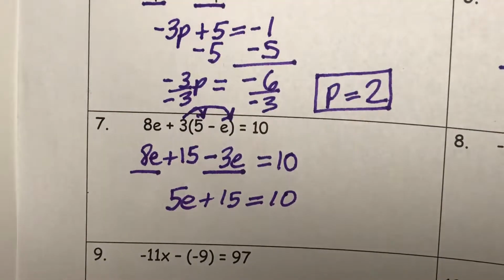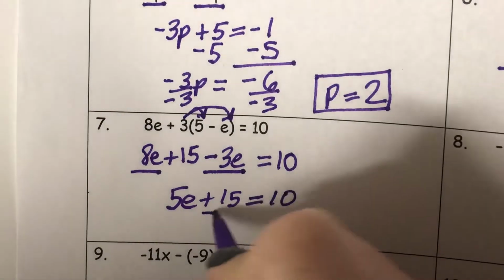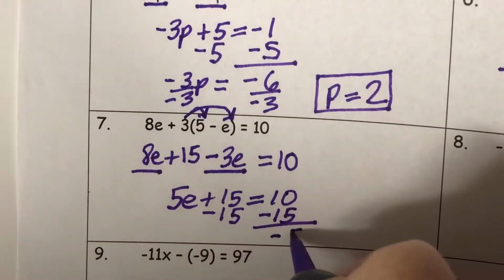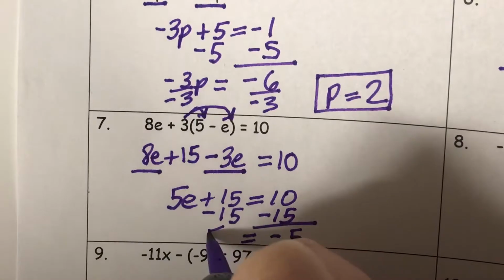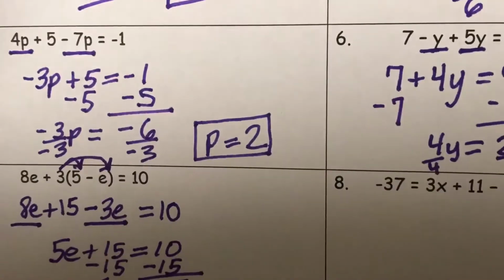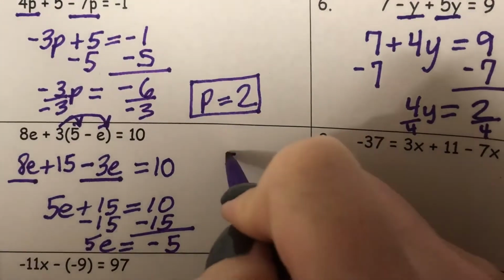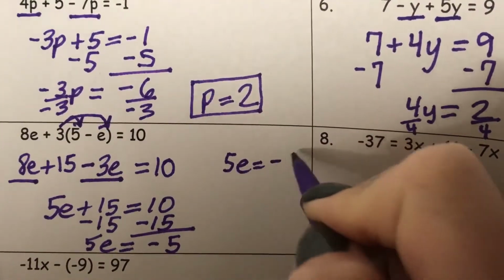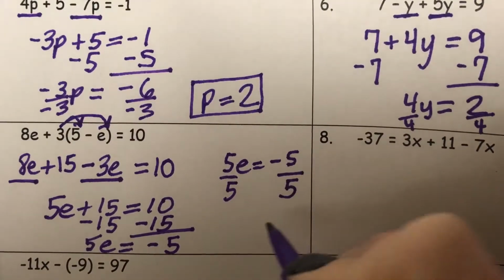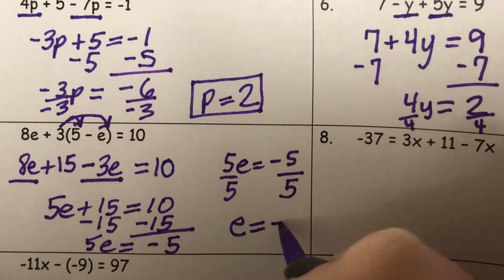Now we're down to a two-step equation. So we are going to subtract by 15. We are left with negative 5 is equal to 5e. Now we're back to a simple one-step. 5e equals negative 5. Divide by 5. We are left with e equals negative 1.